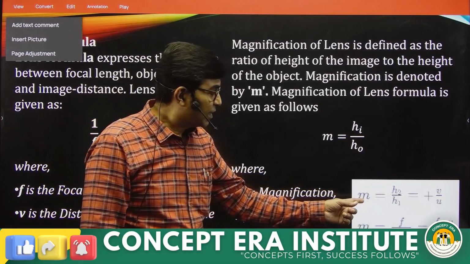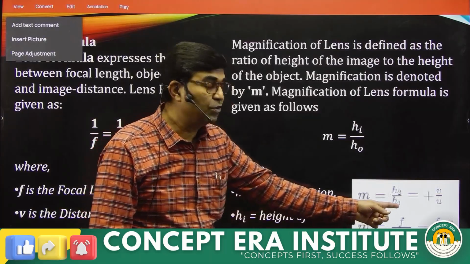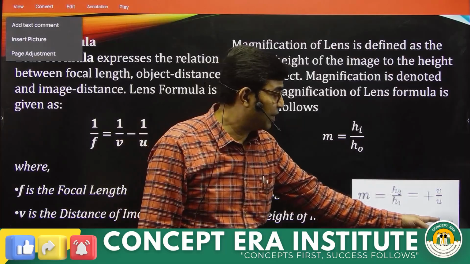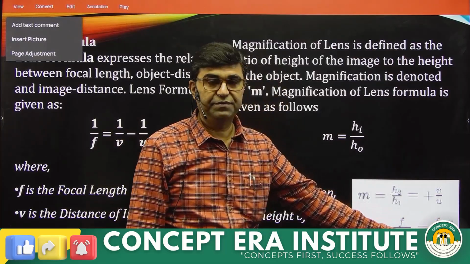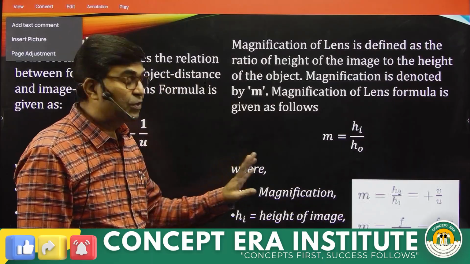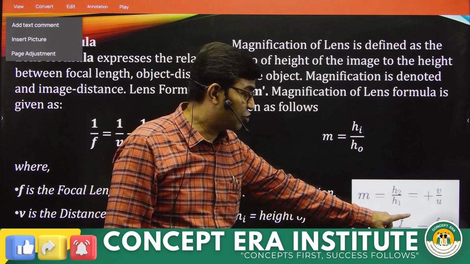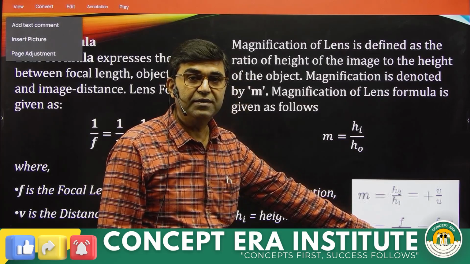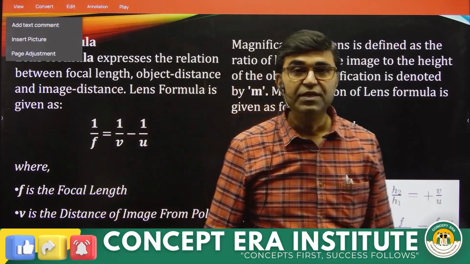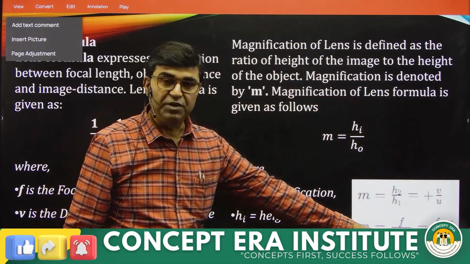Further, it can also be written as magnification is equal to f upon f plus u, or f minus v upon f. If you don't want to calculate the height of image and height of object, then magnification can also be found out like this. Suppose in the question, the height of the object is not mentioned, only v and u are mentioned, then you can use this particular formula.